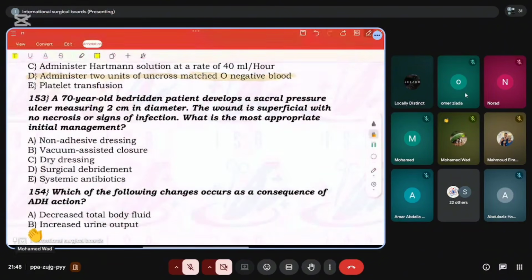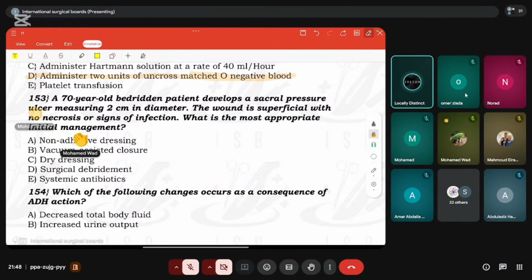Okay, let's move. A 70-year-old bedridden patient develops a sacral pressure ulcer measuring 2 centimeters in diameter. The wound is superficial with no necrosis or signs of infection. What is the most appropriate initial management? Bedridden with a sacral ulcer. Superficial, no necrosis, no signs of infection. Non-adhesive dressing? Very excellent. Very nice.